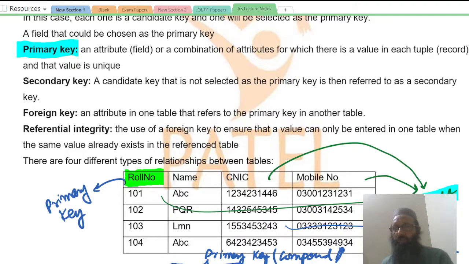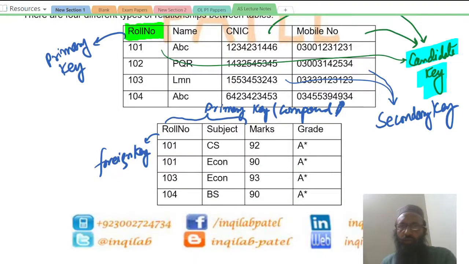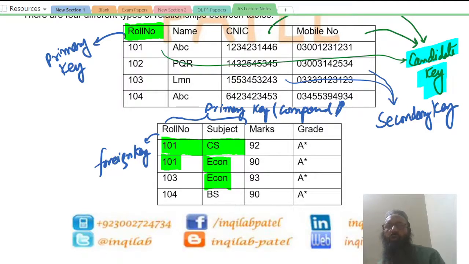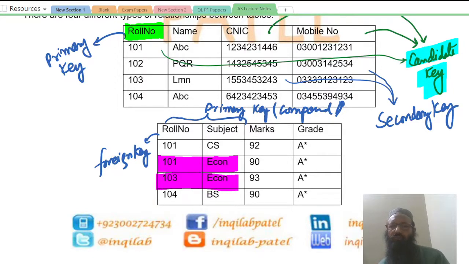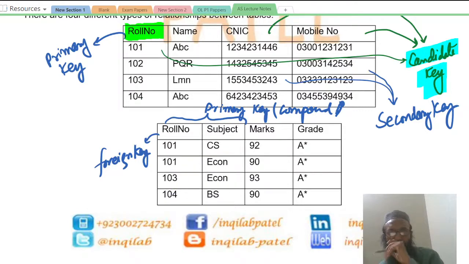It is possible that we have compound primary key. Like here, in this table, we have roll number and subject. They are combinedly unique. For example, we have 101 twice, and we have econ twice, but the combination of roll number and subject is unique. You may observe that here 101 econ and then 103 econ. So if a single field in a table cannot be used as a primary key, then we create a compound primary key. But the compound primary key must contain unique data items combinedly.